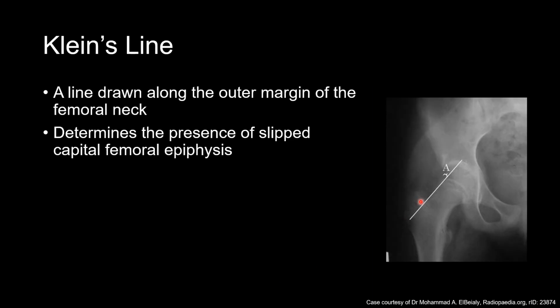Klein's line is taken by drawing a line straight through the superior aspect of the femoral neck, and some of the femoral head, or that epiphysis, should be crossing over the line. If it doesn't, that's indicative of slipped capital femoral epiphysis.